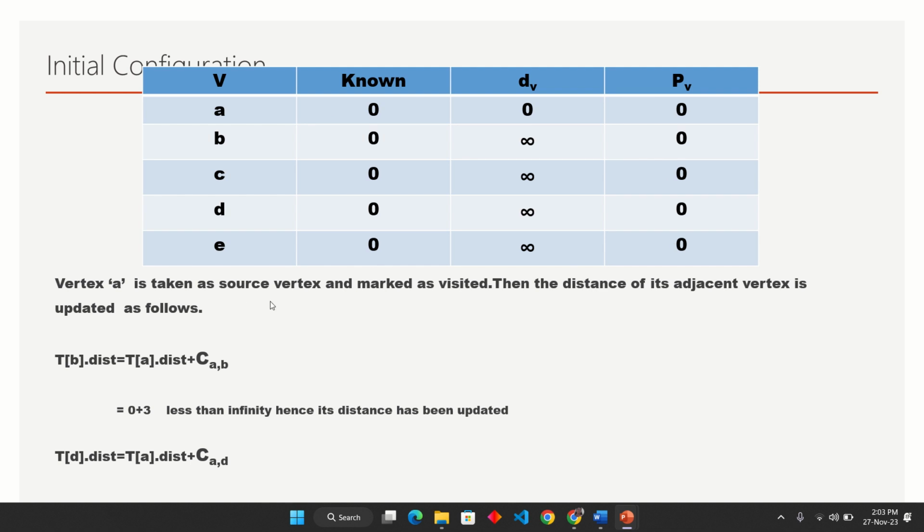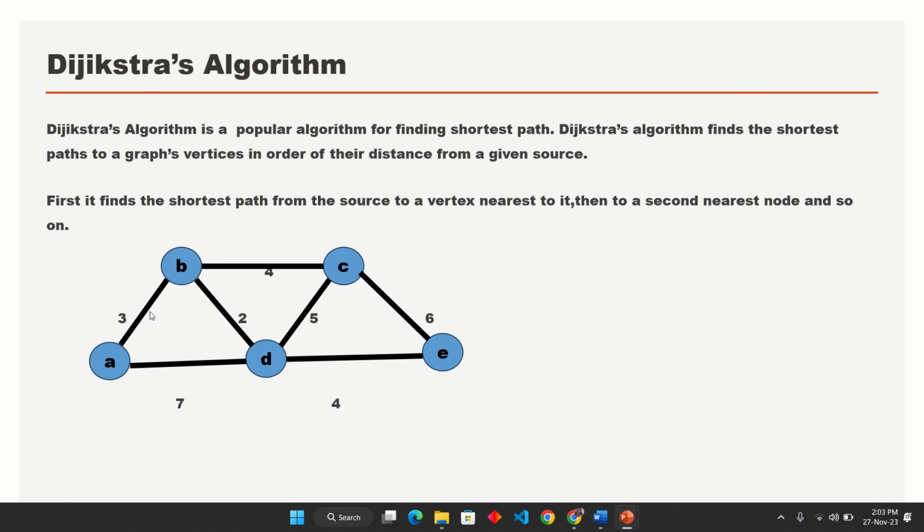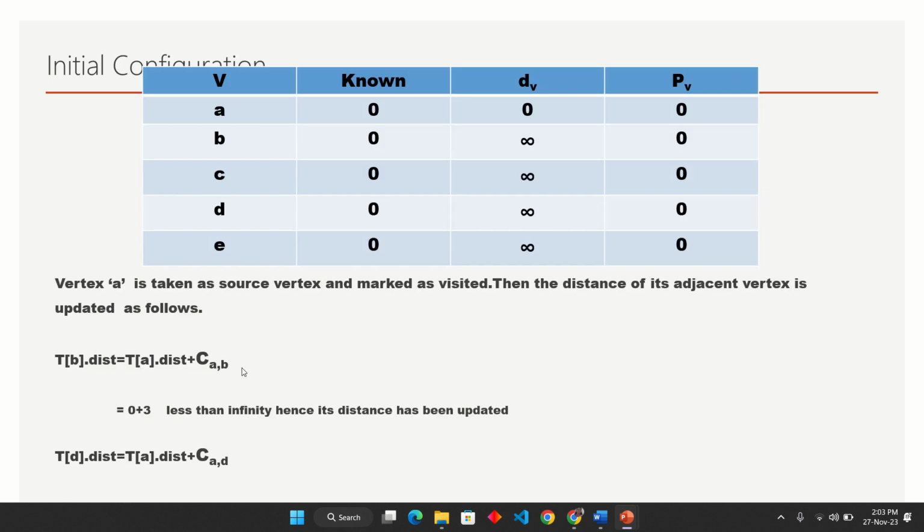So vertex A is taken as a source vertex and it is marked as visited. Then the distance of its adjacent vertex is updated by using the formula. For the source vertex A, the adjacent vertices are only B and D. So we need to calculate dB.distance, which is equal to, using the formula, dA.distance plus the cost of that edge A to B.